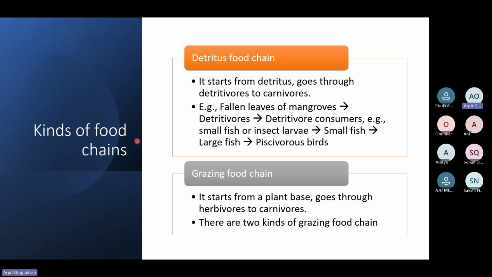There are two kinds of food chains we talked about, the detritus food chain and the grazing food chain. The detritus food chain starts from detritus, goes through detritivores to carnivores. So detritivores are consumed by detritivore consumers, such as fish or insect larvae, which are then consumed by smaller fish and then larger fish, and finally piscivorous birds, let's say. And the grazing food chain basically starts from plant base and goes through herbivores to carnivores.